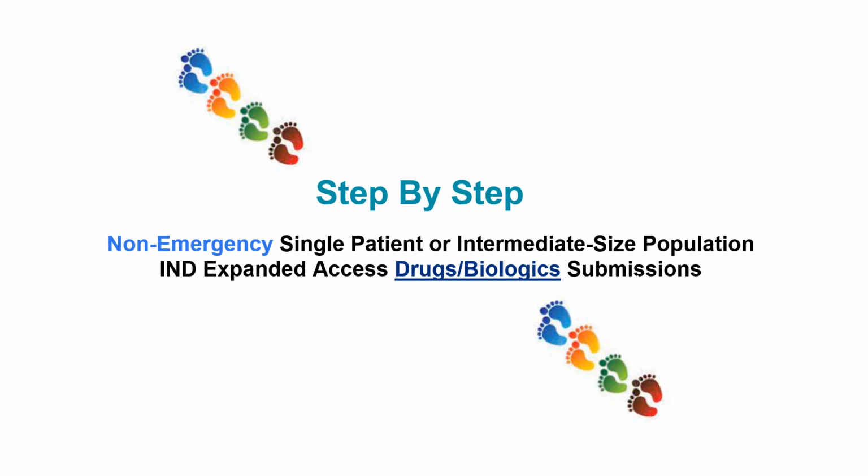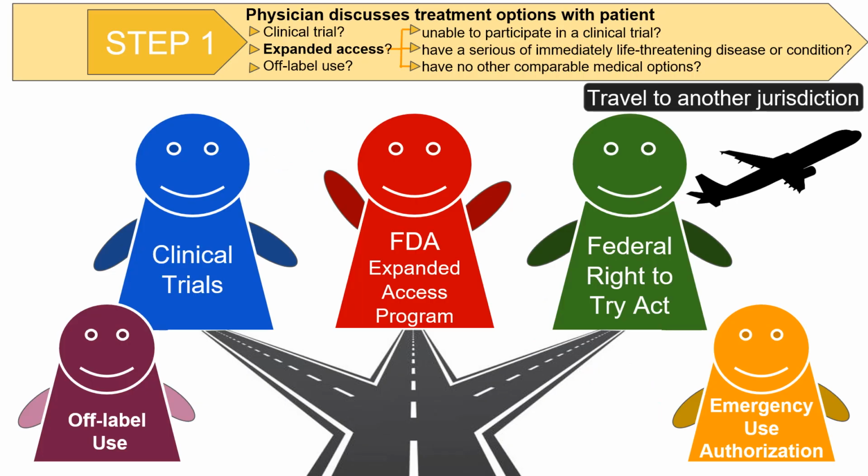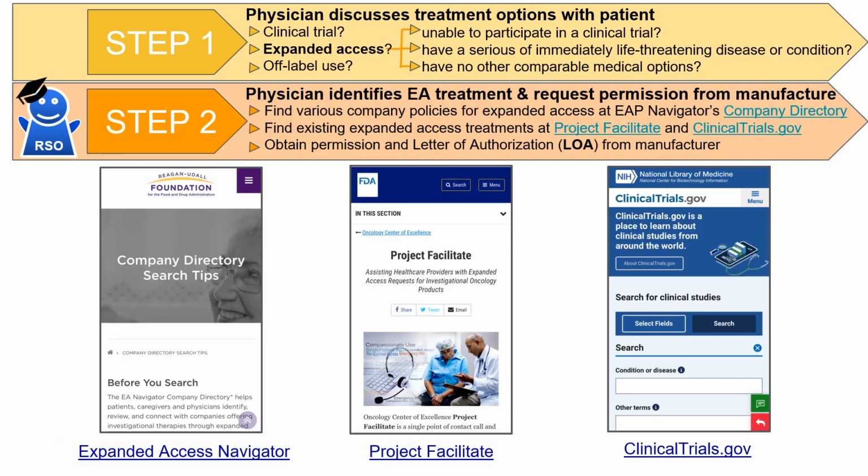Now I'm going to provide general expanded access steps for non-emergency expanded access investigational drug or biologic products. Step 1, the physician discusses treatment options with the patient and assesses if the patient meets expanded access criteria. Step 2 is to identify the expanded access treatment. There are mainly two resources a physician can start with to find products that may be available through expanded access.